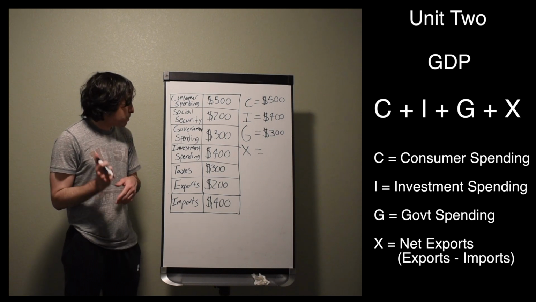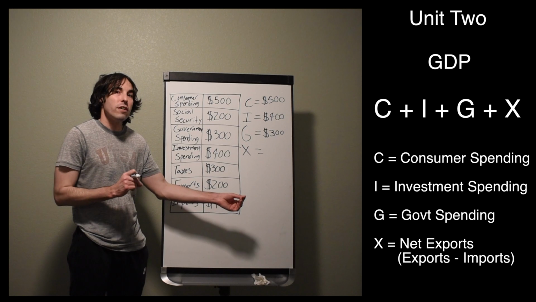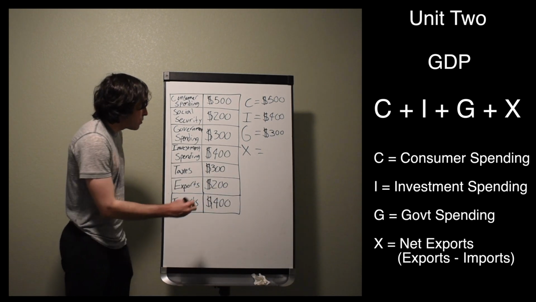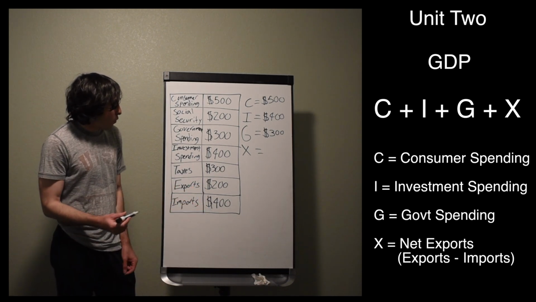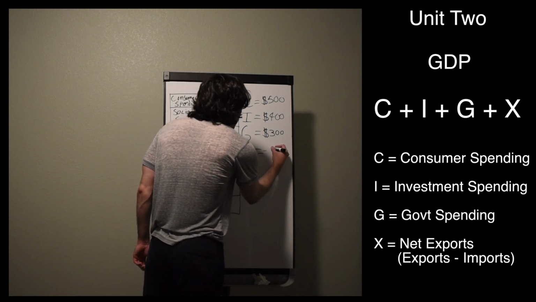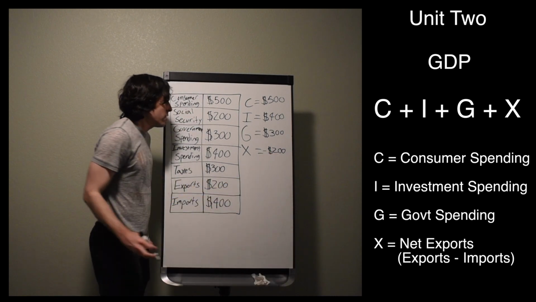Finally, we need our net exports. And our net exports are exports, things we sell to other countries around the world, minus our imports, things we buy from other countries around the world. And for this country, they've got $200 in exports, minus $400 in imports that they're buying from other countries, and that's going to come out to negative $200. 200 minus 400 is negative 200.